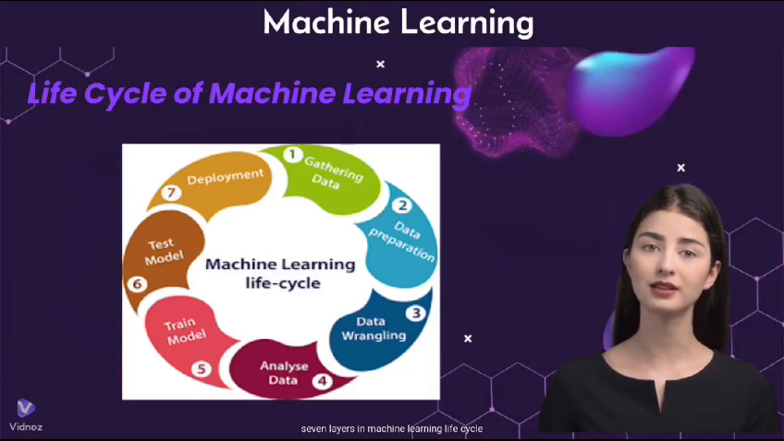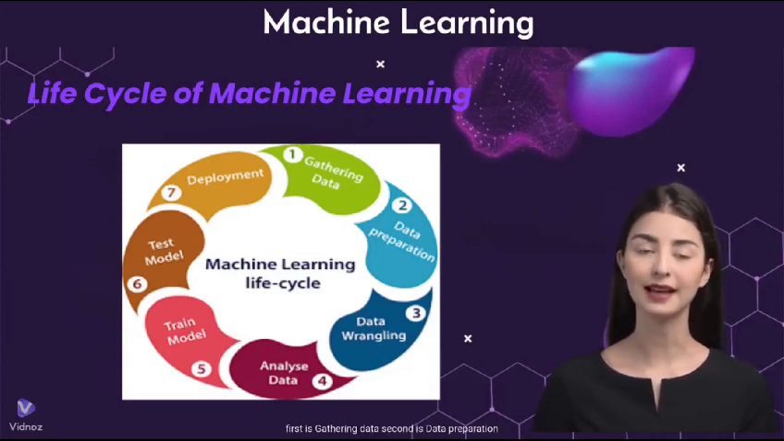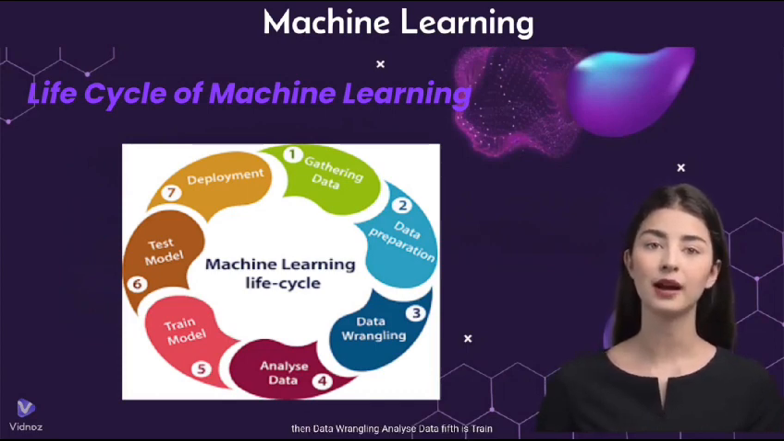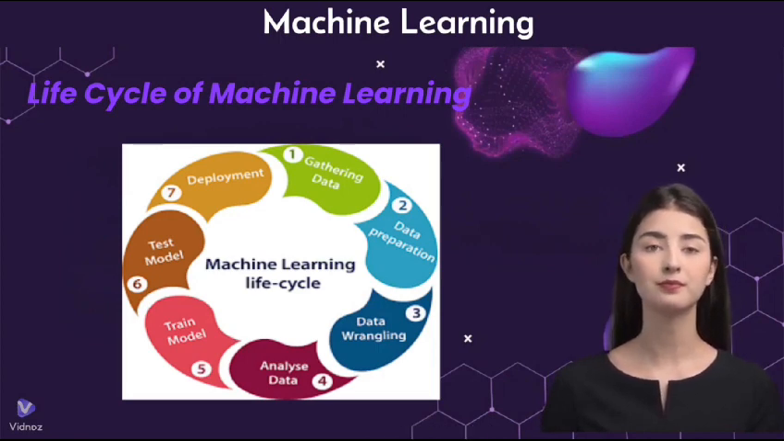There are 7 layers in the machine learning life cycle. First is gathering data, second is data preparation, then data wrangling, fourth is analyze data, fifth is train model, 6th is test model, and 7th is deployment. Now let's discuss the life cycle in detail.